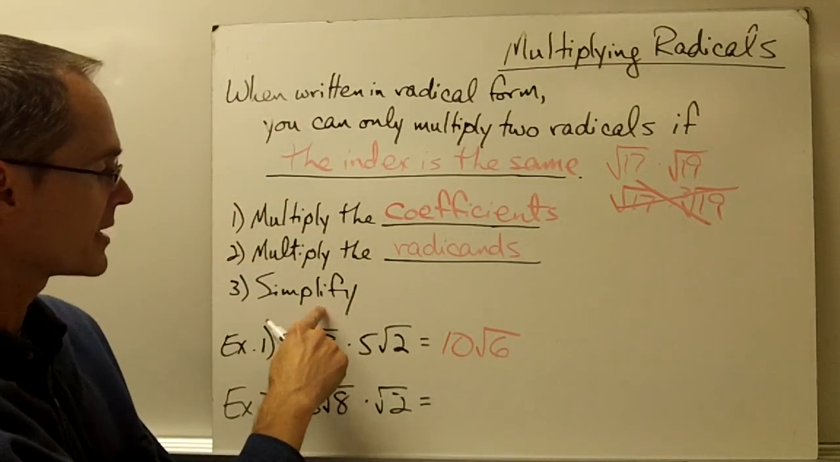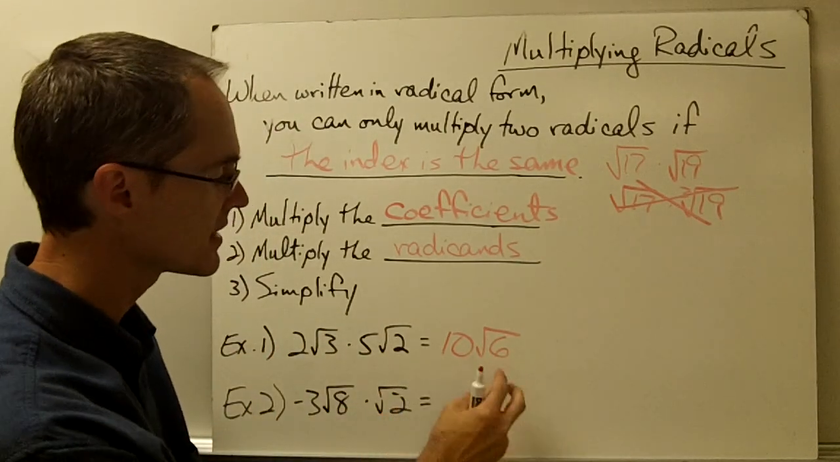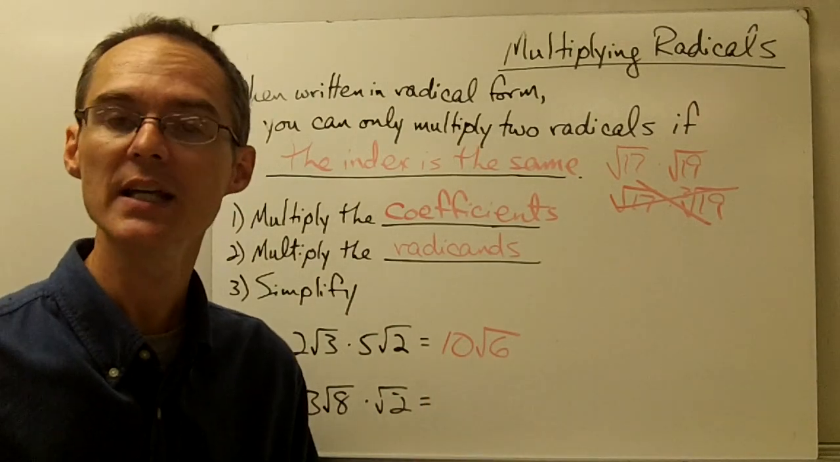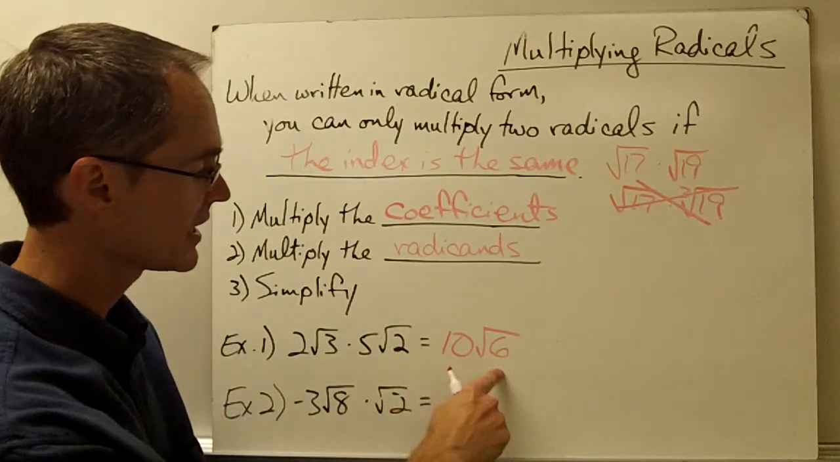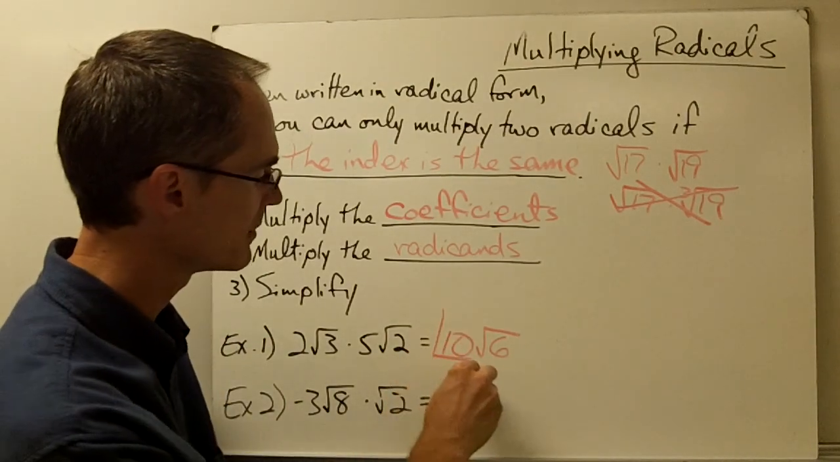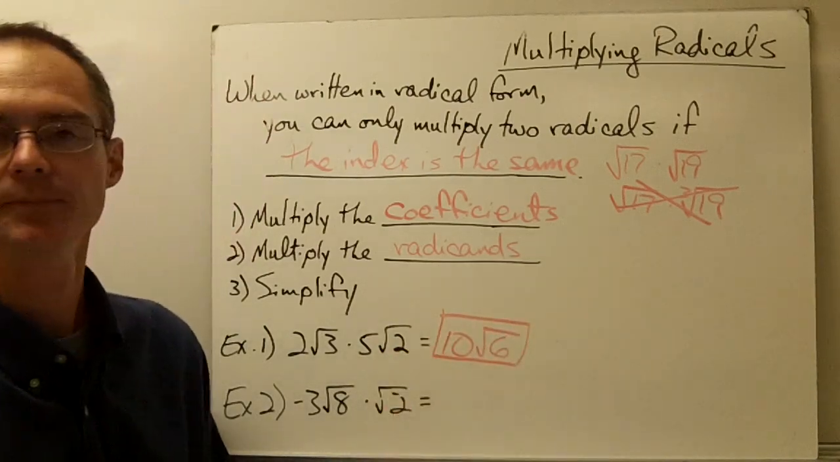Step number 3 is simplify, although in this case I don't have anything to simplify because the square root of 6 is already in simplest radical form. So 10 times the square root of 6, or 10 radical 6, would be my final answer.